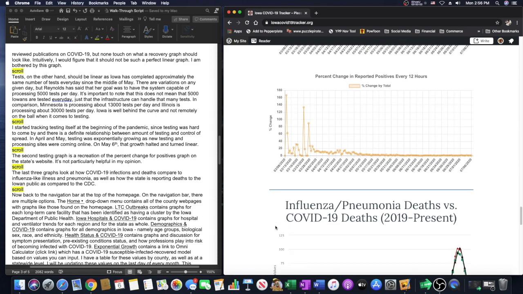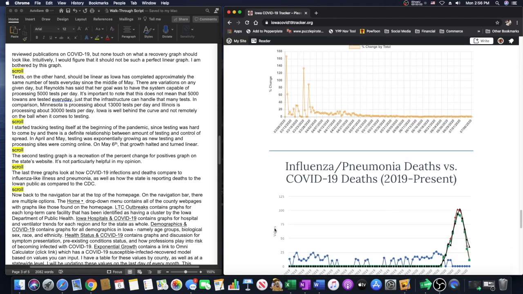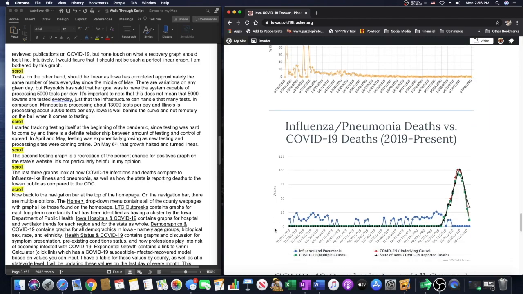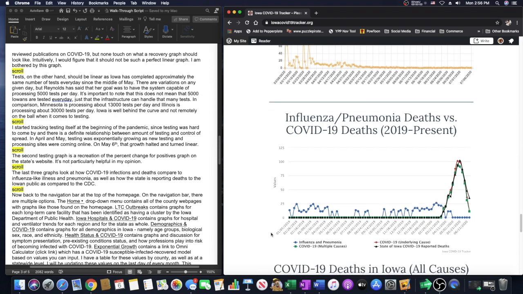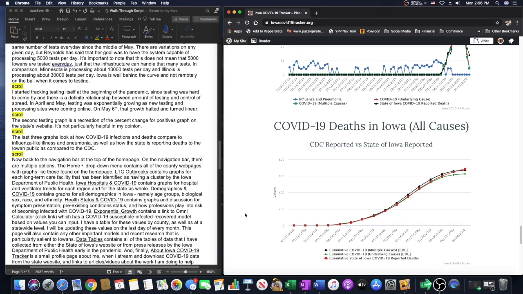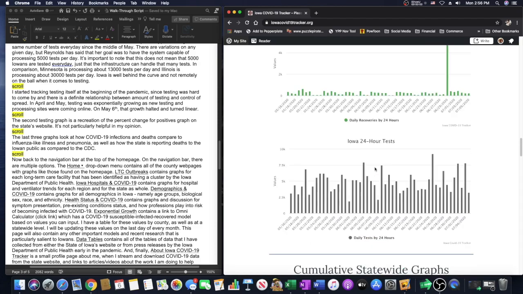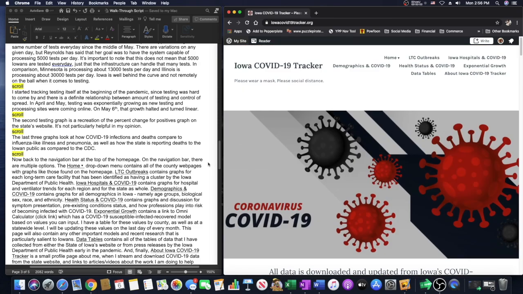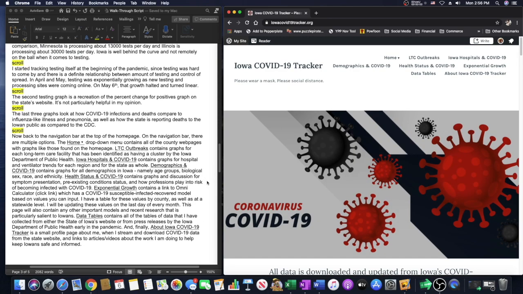The last three graphs look at how COVID-19 infections and deaths compare to influenza-like illness and pneumonia, as well as how the state is reporting deaths to the Iowan public as compared to the CDC. Now back to the navigation bar at the top of the homepage. On the navigation bar, there are multiple options.